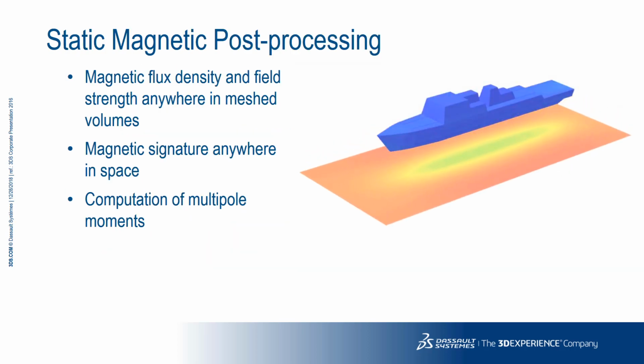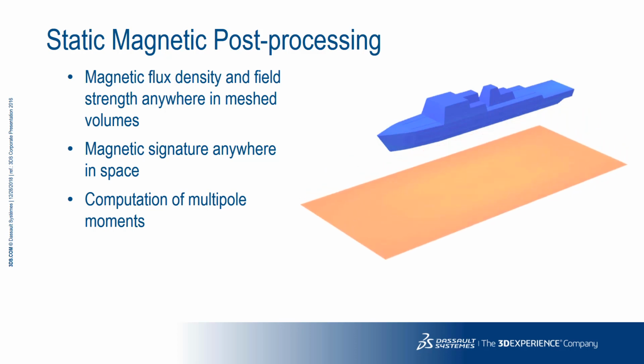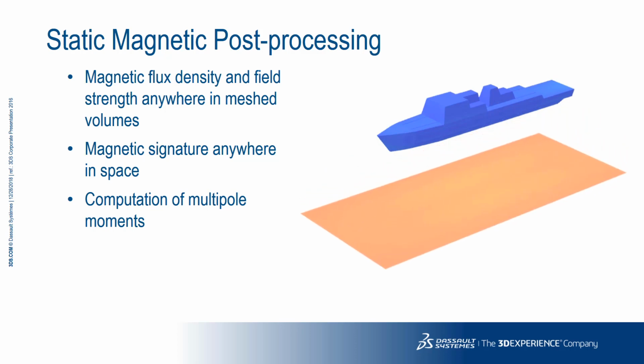Magnetic flux density and field strength can be displayed anywhere in a mesh volume, so you can examine magnetic saturation in the steel and the field in individual compartments. The magnetic signature can be calculated anywhere in space. The field is computed from the integration of magnetization, so it can be calculated outside the mesh volume. Opera supports the computation of multiple moments, either for the entire vessel or individual components.